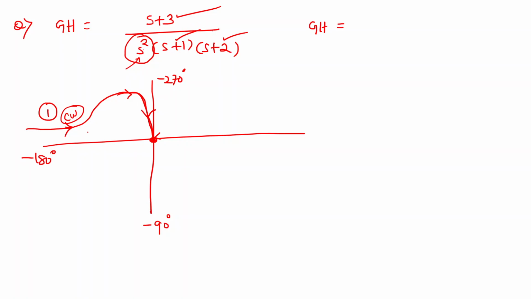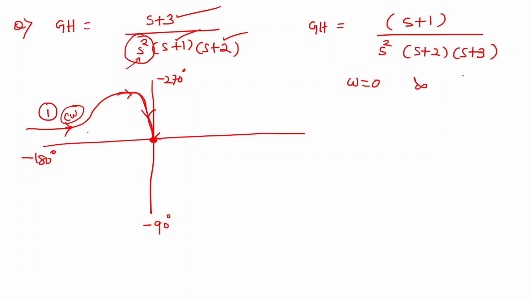You see the question on the left hand side, I'm just changing the right hand side. S plus 1 I'm taking on the numerator. S square, same term I'm adding here. S plus 2 and S plus 3. Now tell me, sir, for this question at omega equal to 0, what is the magnitude? Infinity, because 1 by 0 is infinity. But in this case, zero is dominant.